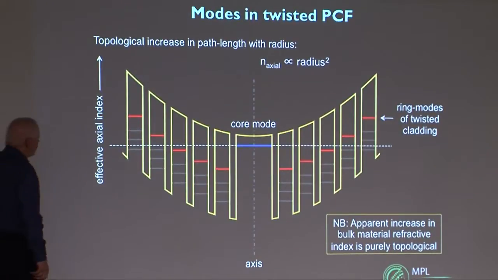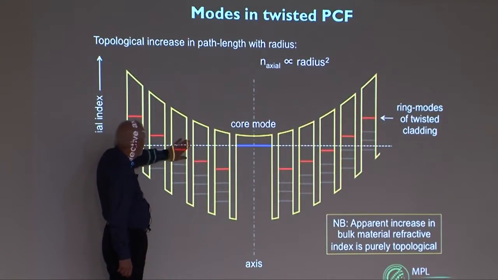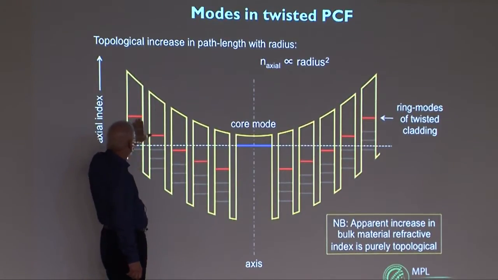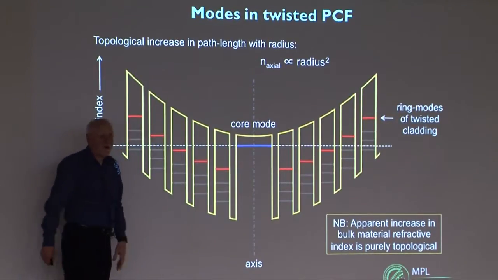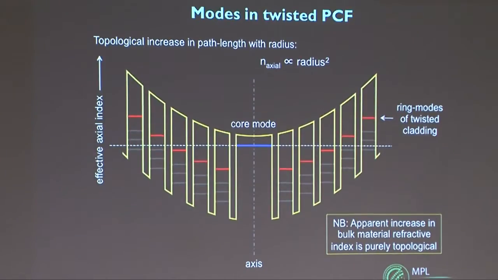Another thing you'll notice is that if we do create a ring-shaped mode at this point, it's going to refract outwards because the refractive index is continuing to go up. It's not going to stay trapped there. It's going to disappear out of the structure, which is the reason we get high loss in these modes.